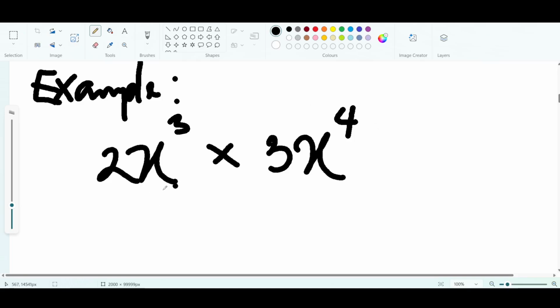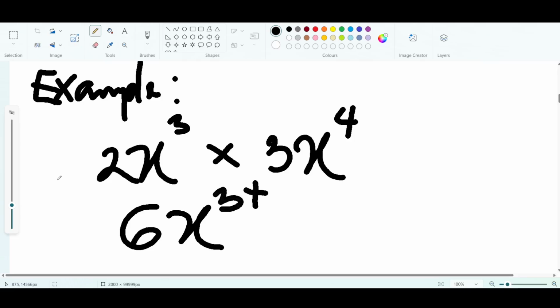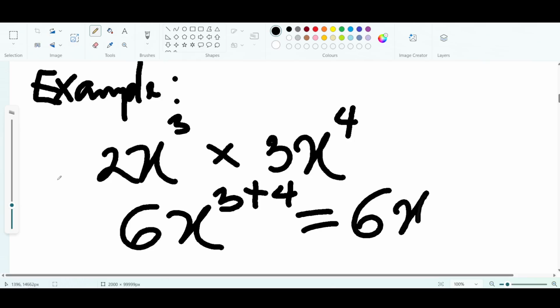So the first thing we will do is to multiply 2 and 3. Multiplication of 2 and 3 is going to be 6, and x will now become 3 plus 4. So the final answer is going to be 6x raised to power 7. So this is the final answer.